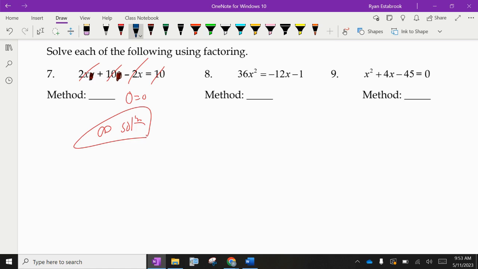Now, in all the problems that are requiring factoring to solve, what do we have to get one side equal to? 0. This is the biggest term, so let's get everything to the left. There's already 36x squared on the left. How do we move the negative 12x? Add it. How do we move the negative 1? Add it. So now it's equal to 0.